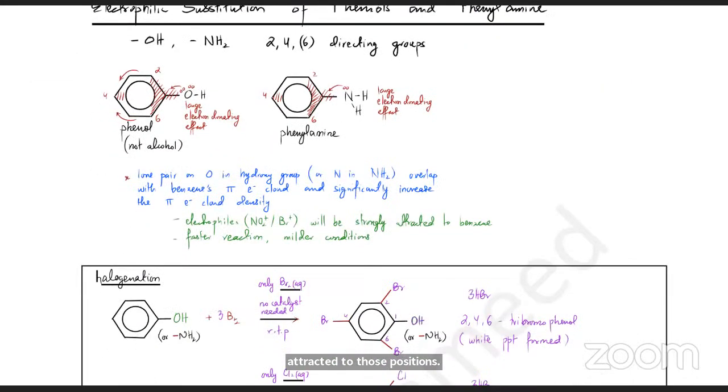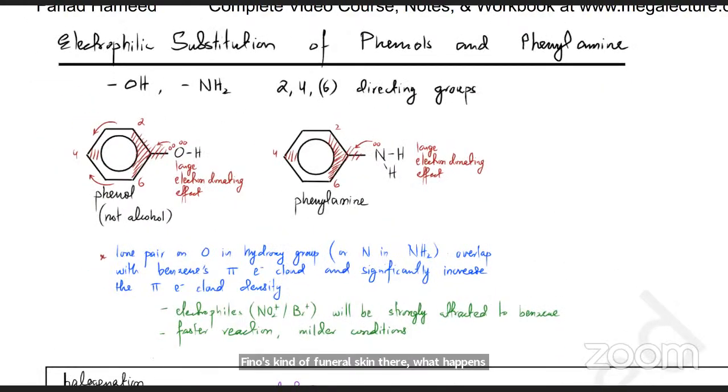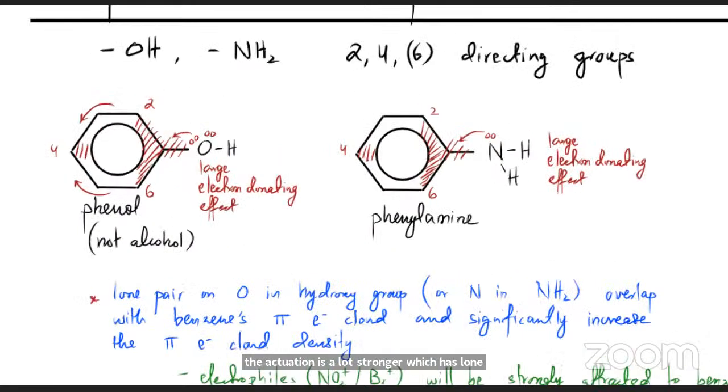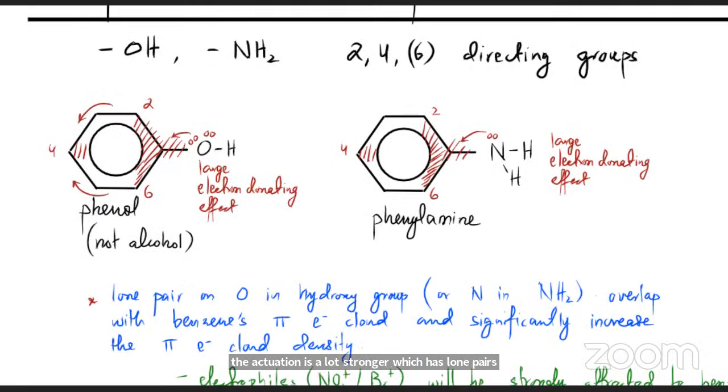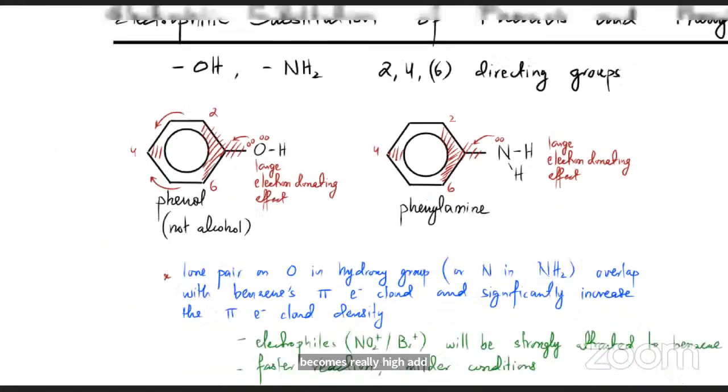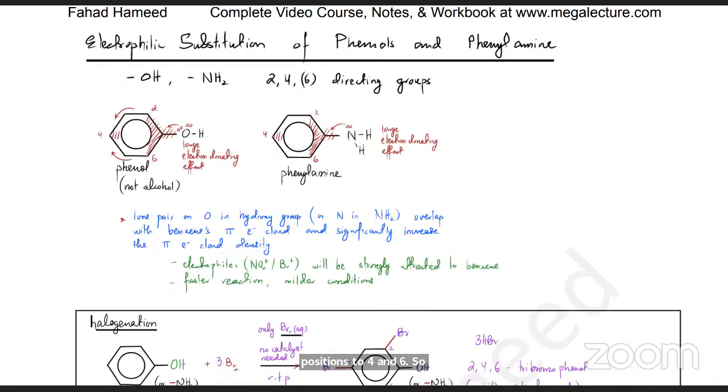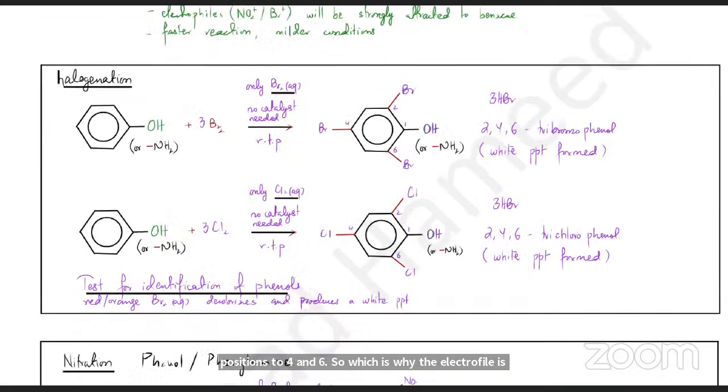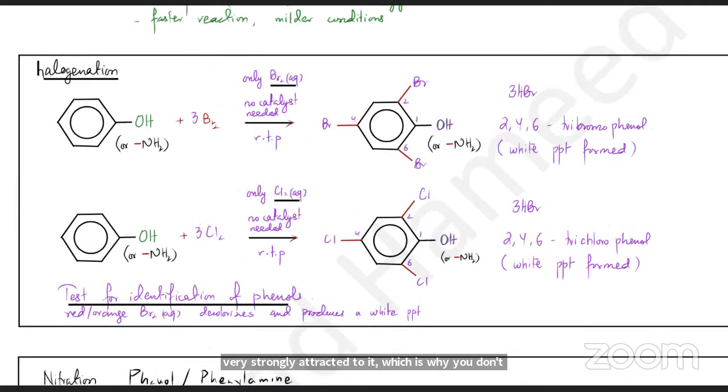Phenols and phenylamine, the activation is a lot stronger. The OH has lone pairs, and the NH2, the N has a lone pair. So they overlap, and the electron density becomes really, really high at positions 2, 4, and 6. So the electrophile is very strongly attracted to it, which is why you don't need a catalyst. If phenols or phenylamine get halogenated, there's no need for a catalyst.